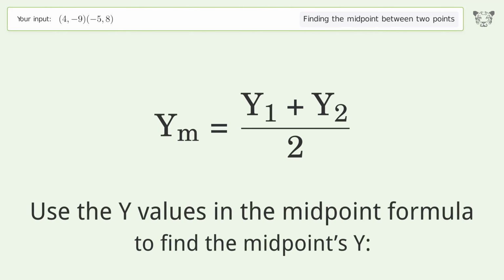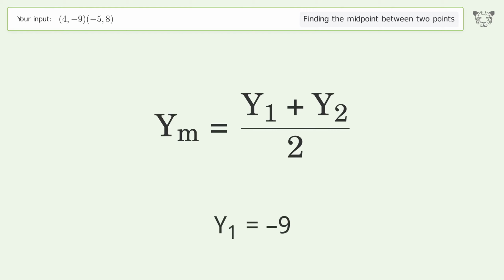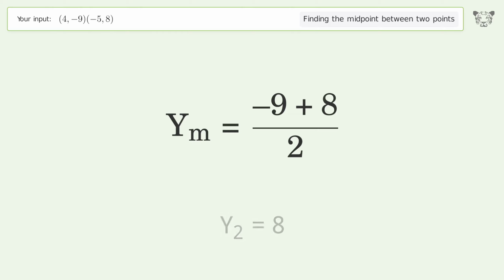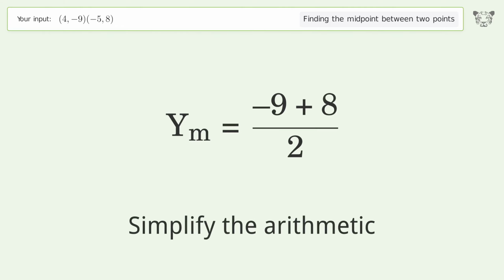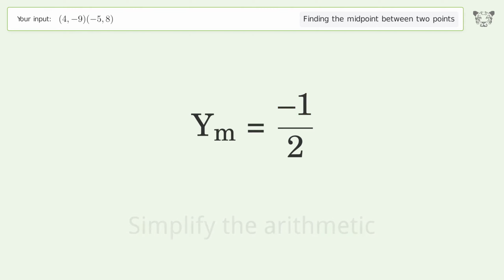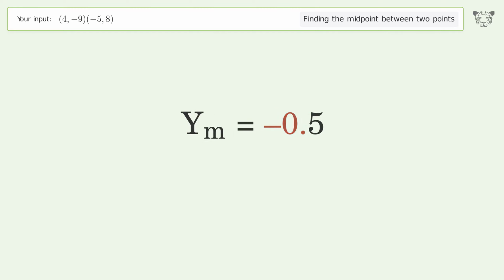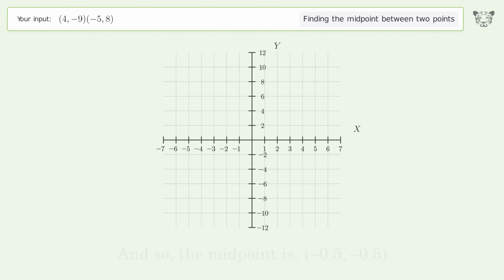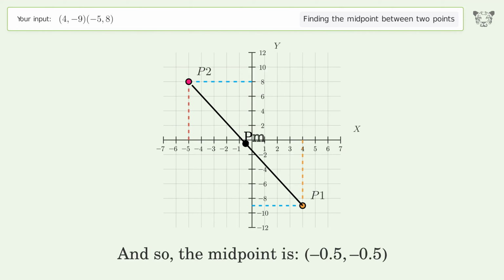Use the y values in the midpoint formula to find the midpoint's y. y1 equals negative 9. y2 equals 8. Simplify the arithmetic. And so, the midpoint is negative 0.5, negative 0.5.